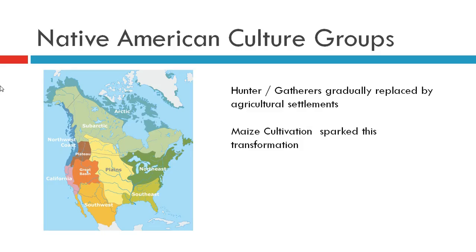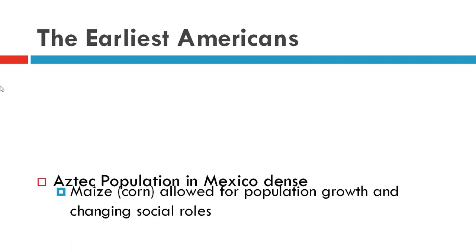We're going to spend more time in class looking at the different Native American culture groups, which are based largely on where they lived and how they acquired their food. But generally speaking, there were your hunter-gatherers, people that were more nomadic, less sedentary, and then there are people who were more agricultural. The primary crop is going to be corn. Maize cultivation will spark the transformation, which caused native peoples to settle down, and that will actually have a larger impact on things such as gender roles within each Native American community.